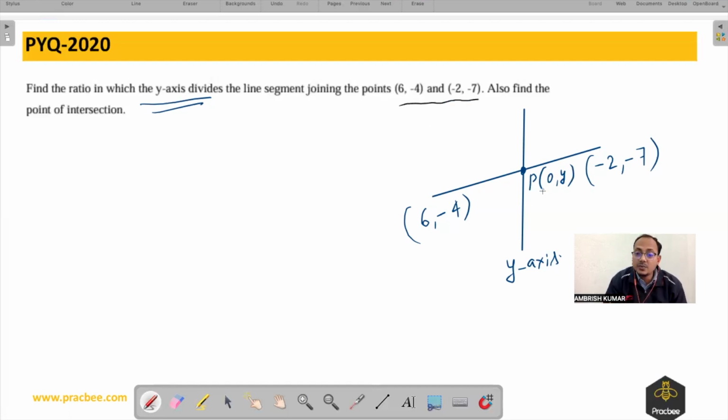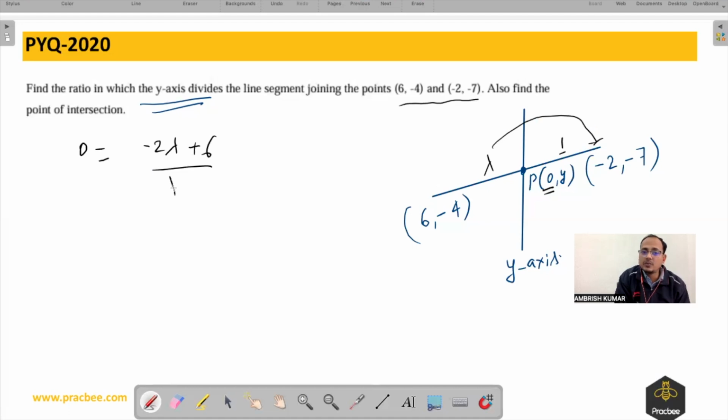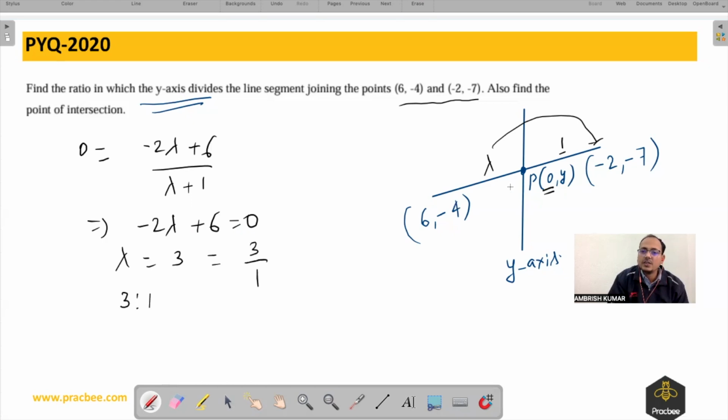First you write the formula for the x coordinate of the point P. So 0 equals, and assume the ratio as lambda:1. So lambda times -2, so -2 lambda, and then 1 times 6, so +6, by lambda plus 1. Then cross multiply, so -2 lambda plus 6 you are getting as 0. So from here lambda you are going to get as 3. 3 means 3 by 1, so the ratio is 3:1.